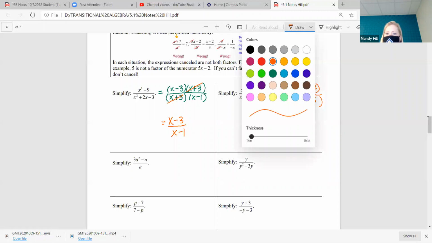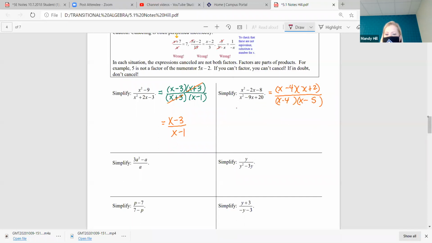The goal here is that we would like to have something that cancels out. And we do, because we have x minus 4 on the top and bottom. So our final answer would be x plus 2 over x minus 5. We're trying to get something that can cancel out.